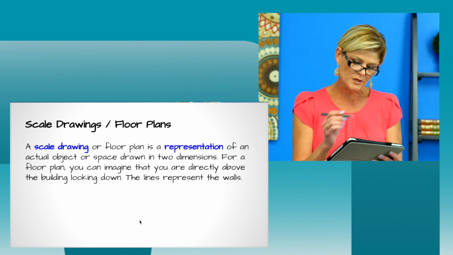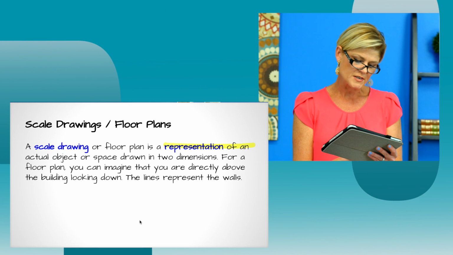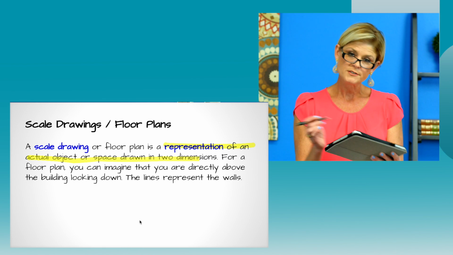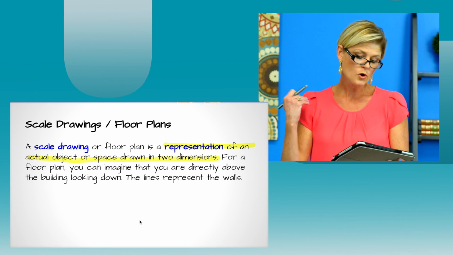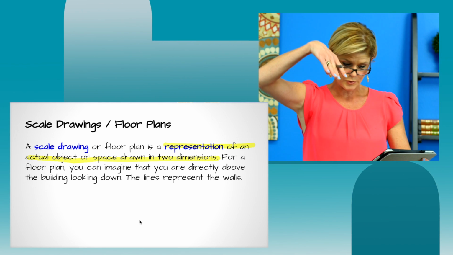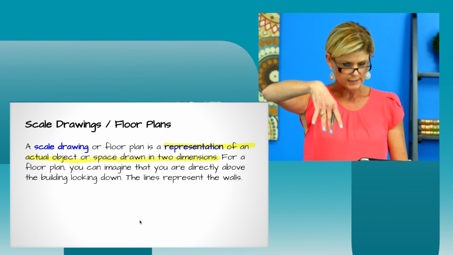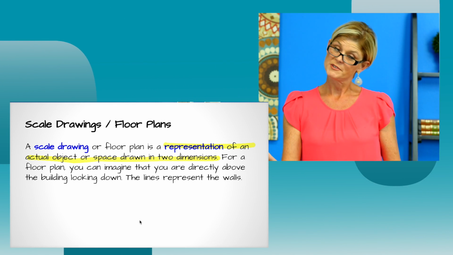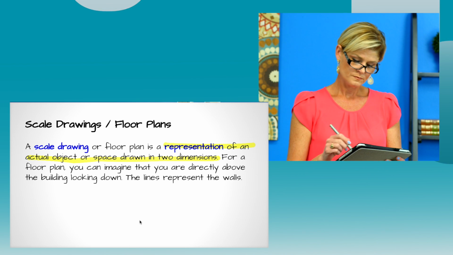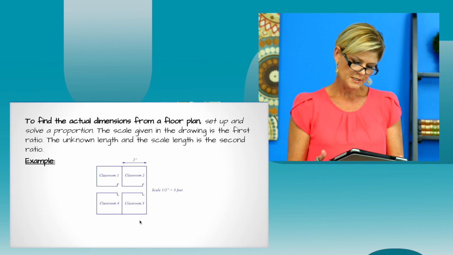Okay, so a scale drawing or a floor plan is really a representation of an actual object or space drawn in two dimensions. So for a floor plan, you can imagine that you're directly above a building looking down, and the lines represent the walls. Let's take a look at one.